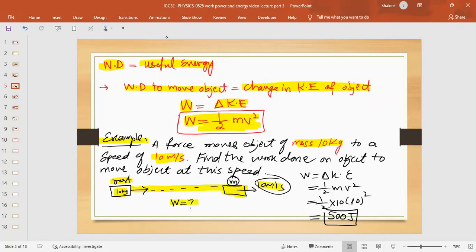Find the work done on the object to move it at this speed. So we say this work done is equivalent to the change in kinetic energy, because of your work the object is moving. Kinetic energy is half mv squared. Mass is 10 and speed is also 10. So it means that you have done 500 of work to move this object.